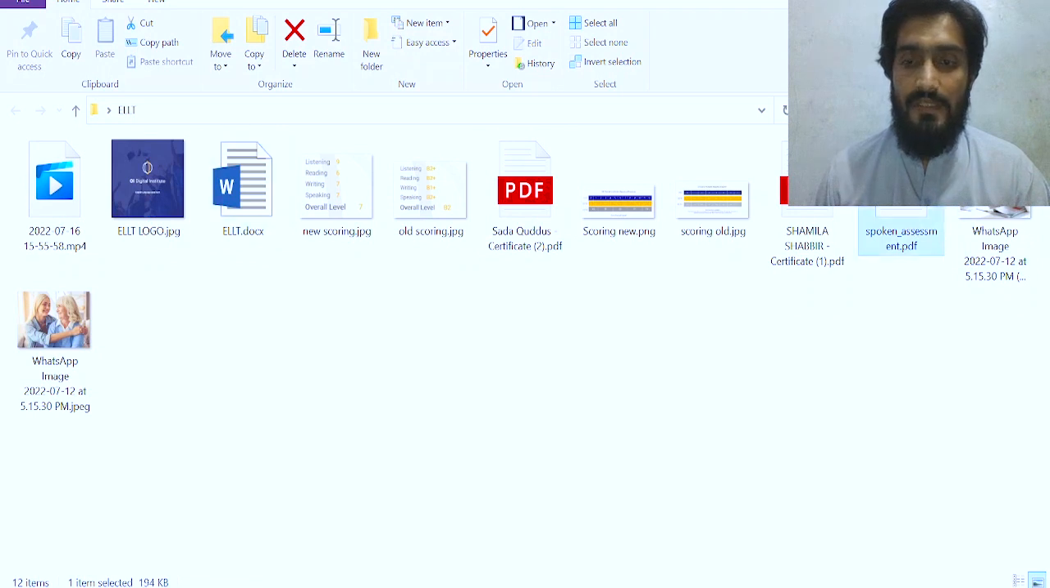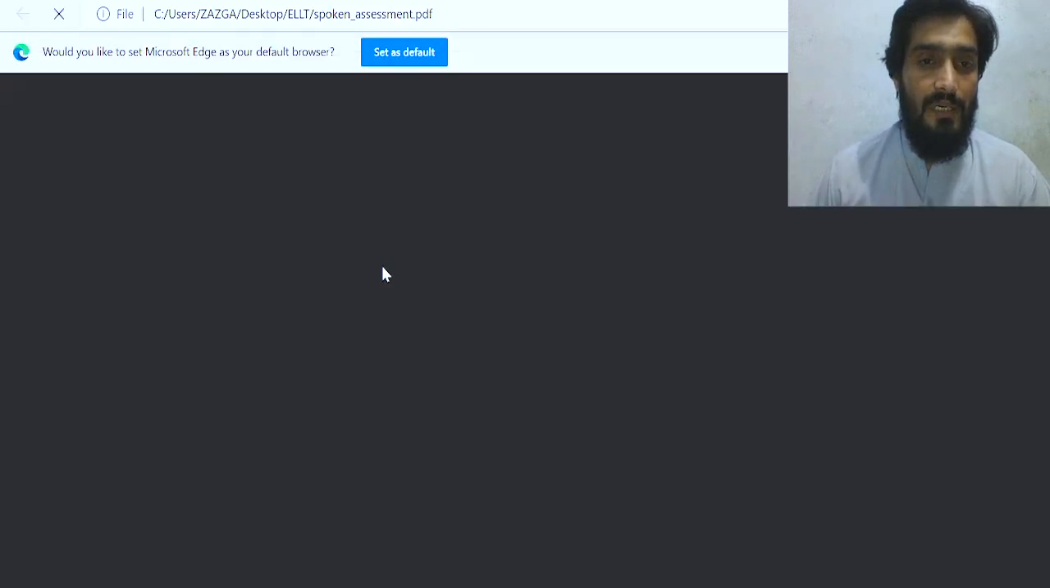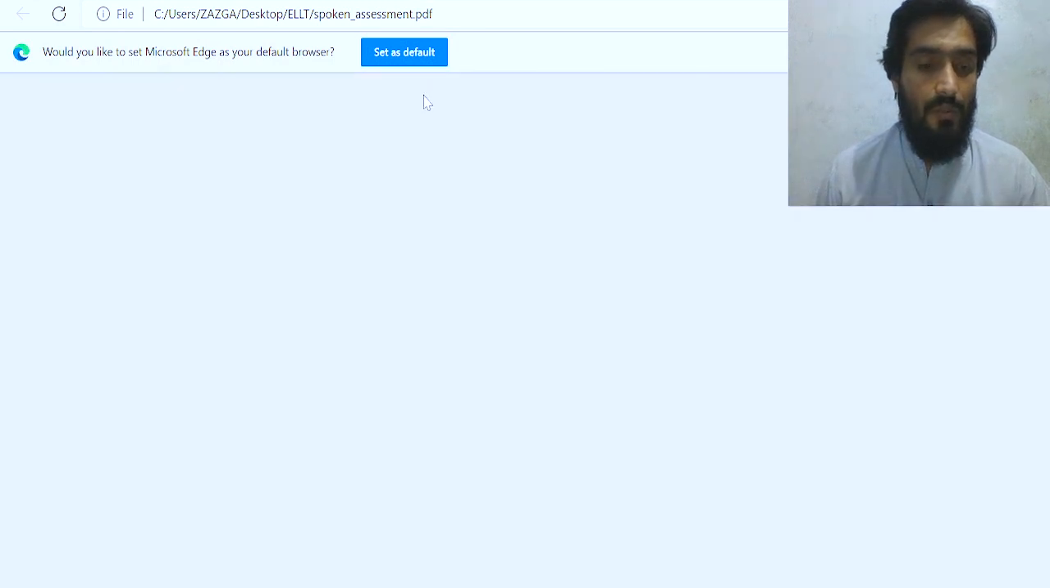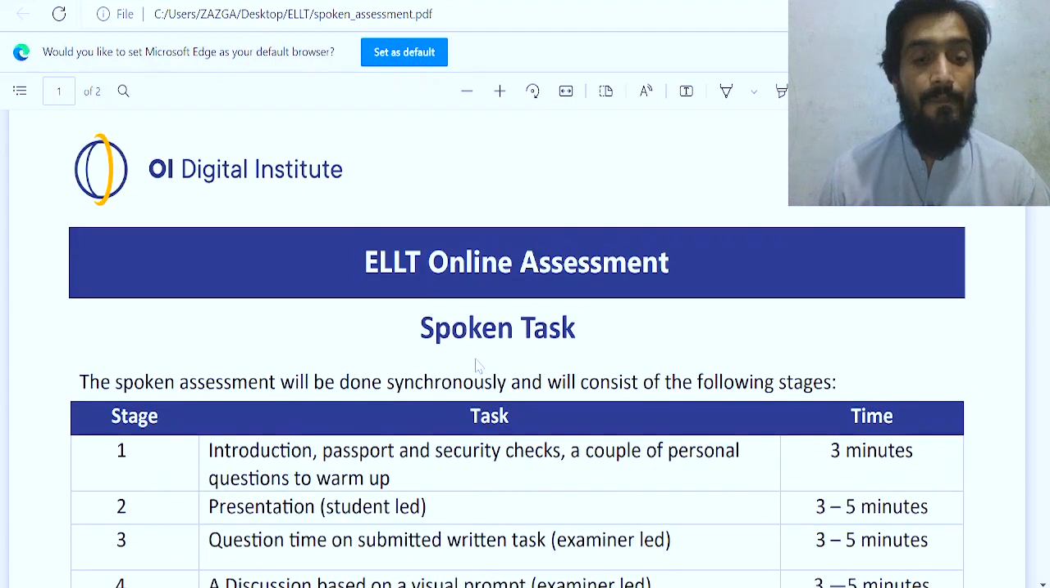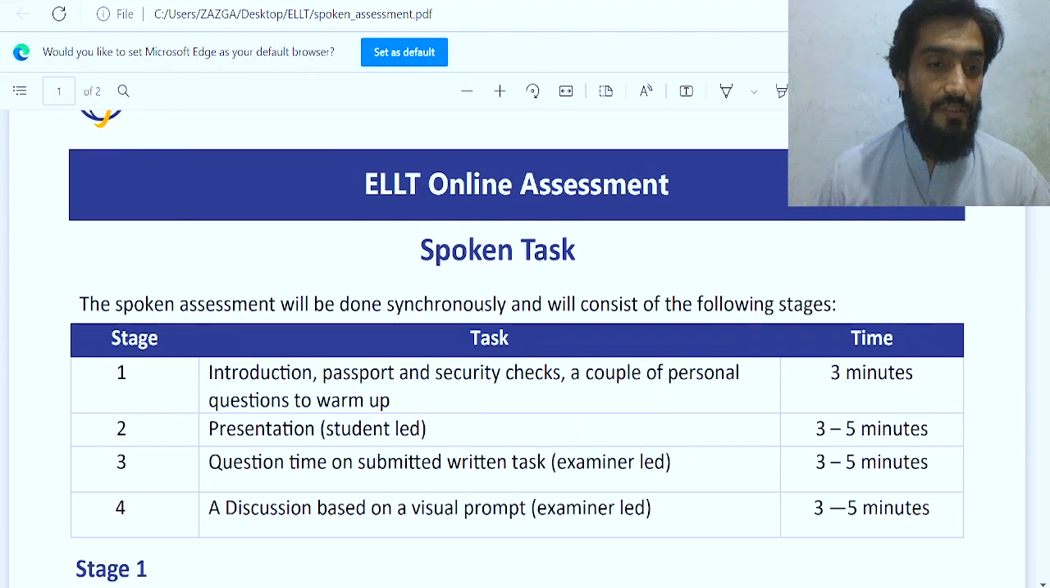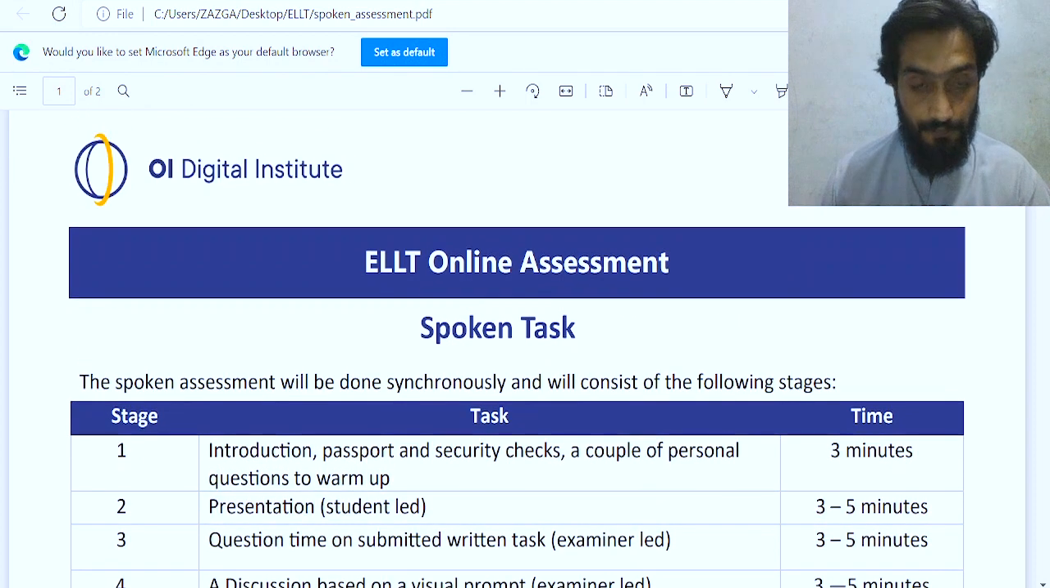to the spoken assessment. In the past, I mean in the old test, before changes were brought in this test, there used to be 3 stages of the speaking module: stage 1, 2, 3. But nowadays, after the changes or the modification in the test, we have 4 stages. I'm going to explain them one by one.